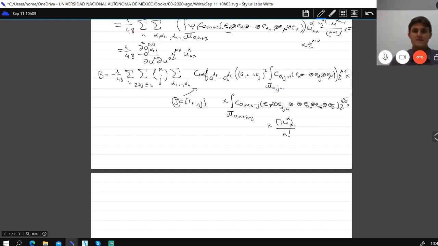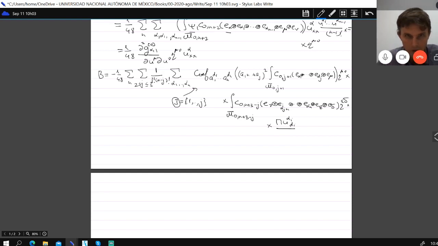Then what can we do? First, let us write explicitly the binomial coefficient. This is n factorial over j factorial times n minus j factorial. Then we see the cancellation: n factorial cancels this n factorial. Is it okay?